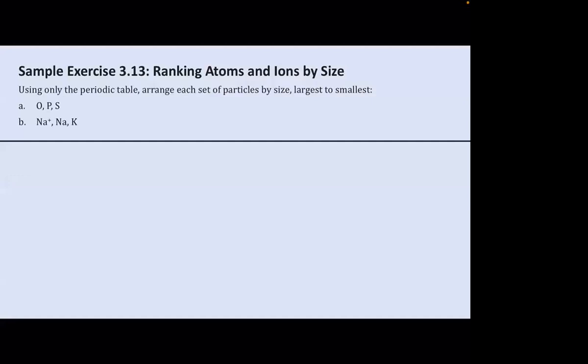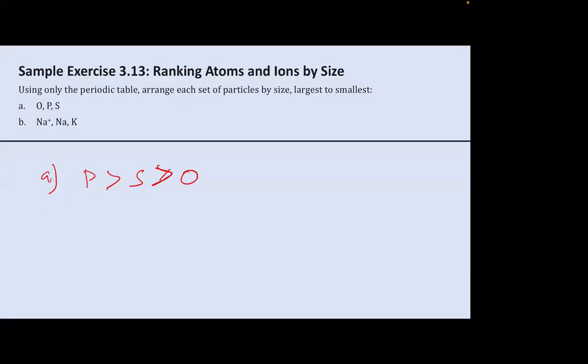Okay, ranking atoms and ions by size. Use only the periodic table. So we don't want to look at the numbers. We just want to do this logically. So A, we've got oxygen, phosphorus, and sulfur. We want to arrange them largest to smallest. So which one's the biggest? Phosphorus, right? Because it's further down and further left. Then what? And then, of course, we're left with oxygen. So phosphorus is bigger than sulfur. Sulfur is bigger than oxygen.